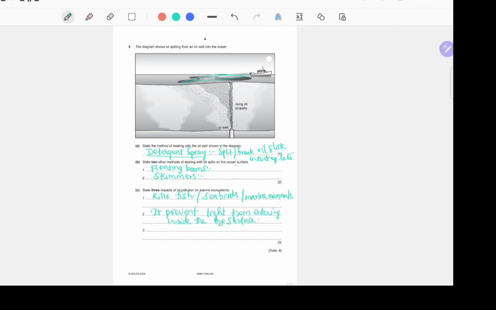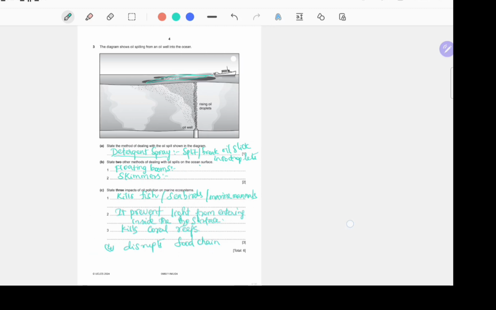The third thing we know is it kills the coral reefs. Or, if we want it simpler, finally it disrupts the food chain there. These are the 3 impacts of marine oil pollution.